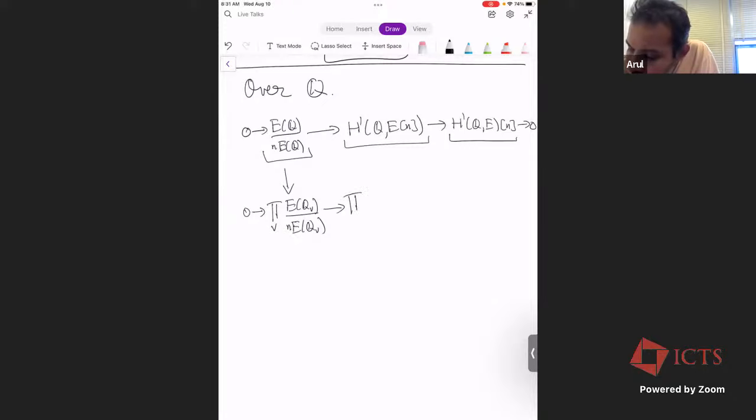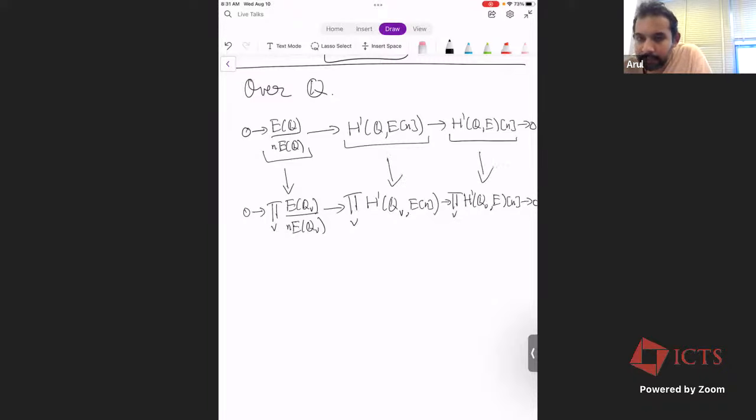And everything we said previously worked over any field. In particular, it works over all these Q_v. So we have this. And in particular, we get a map from here to here. Let's call that map pi. And now we're ready to define our n-Selmer group. The n-Selmer group of E is by definition the kernel of pi.